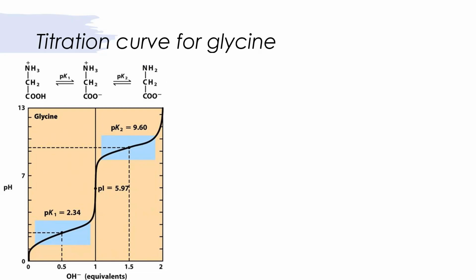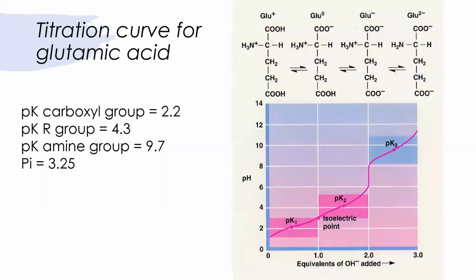Notice the shape of the titration curve. The blue boxes indicate flat areas of the curve where glycine can act as a pretty good buffer within those pH ranges. Let's look at the titration curve for glutamic acid or glutamate. Glutamate has an ionizable R group. This is quite a different situation than glycine. As a result, it takes 3 equivalents of base to completely deprotonate the ionizable groups of glutamate.